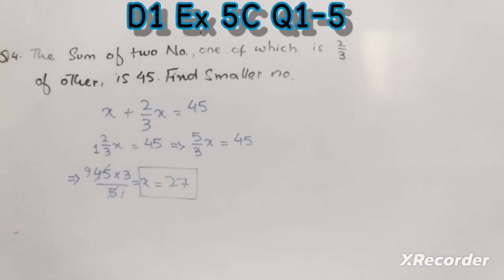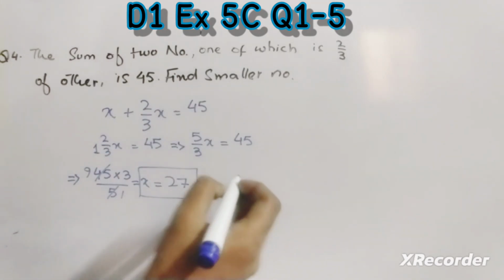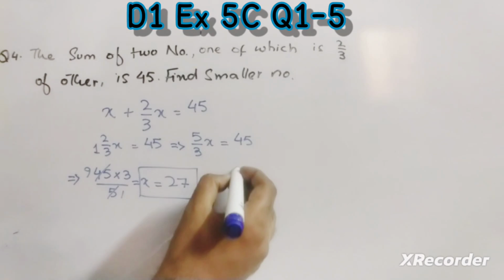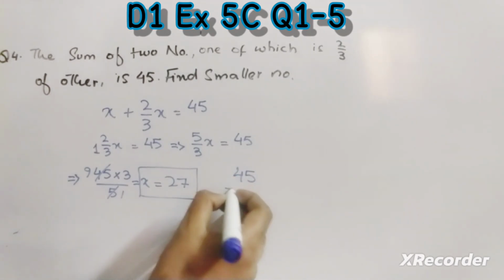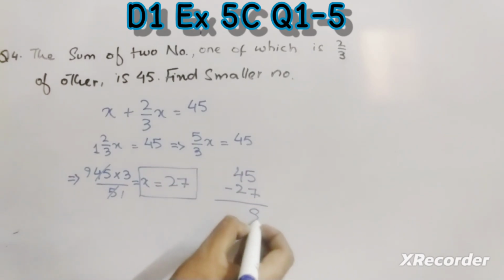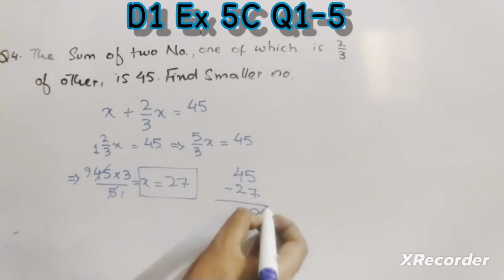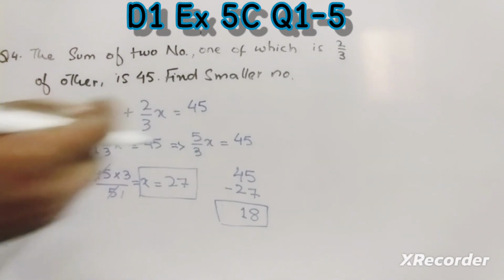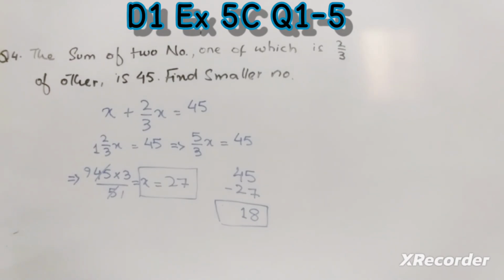But in the question we are asked to find the smaller number. Since the total of the numbers is 45, we can subtract this 27 from 45, like that. 45 less 27, so what we get is 18. So 18 is our smallest number. When we add 18 with 27, we get the sum of 45 that is given. So 18 is our required answer.